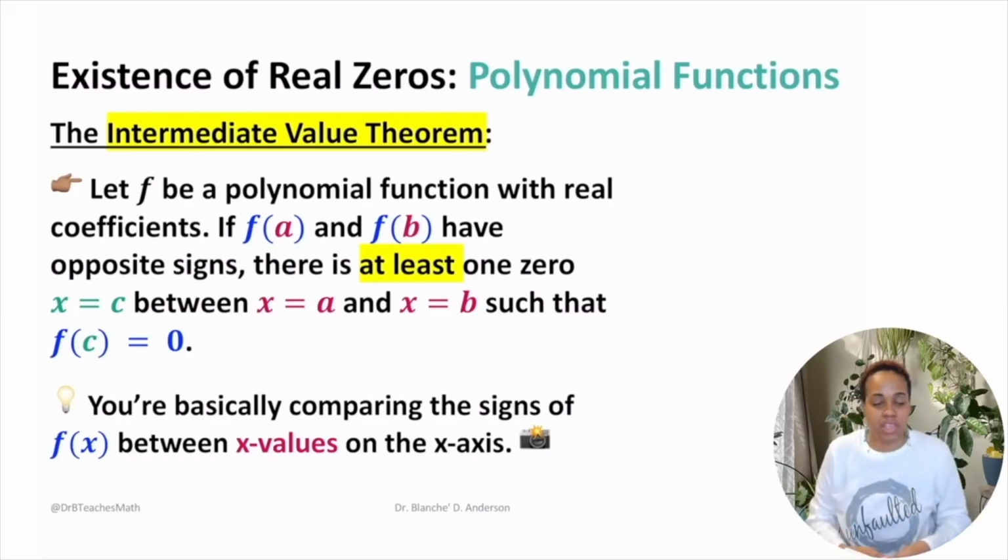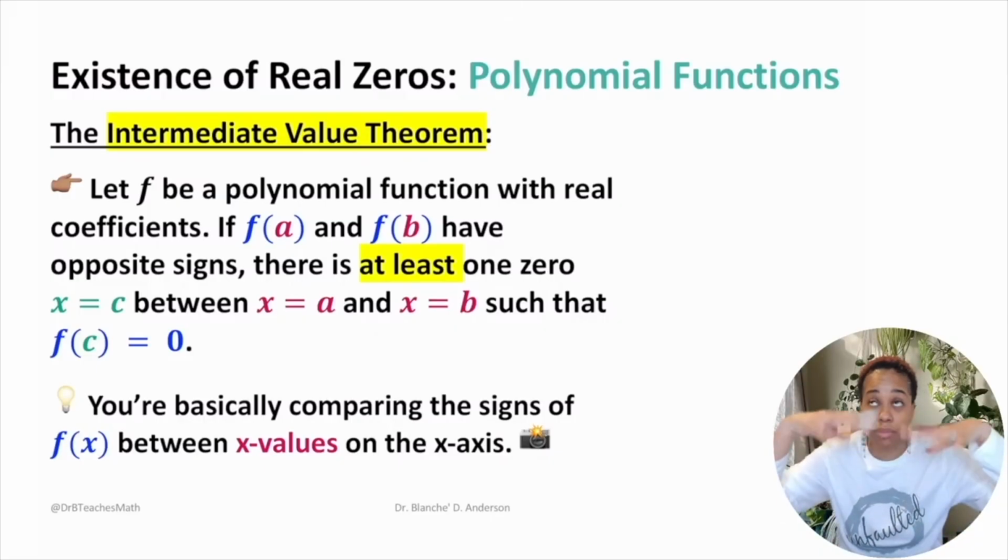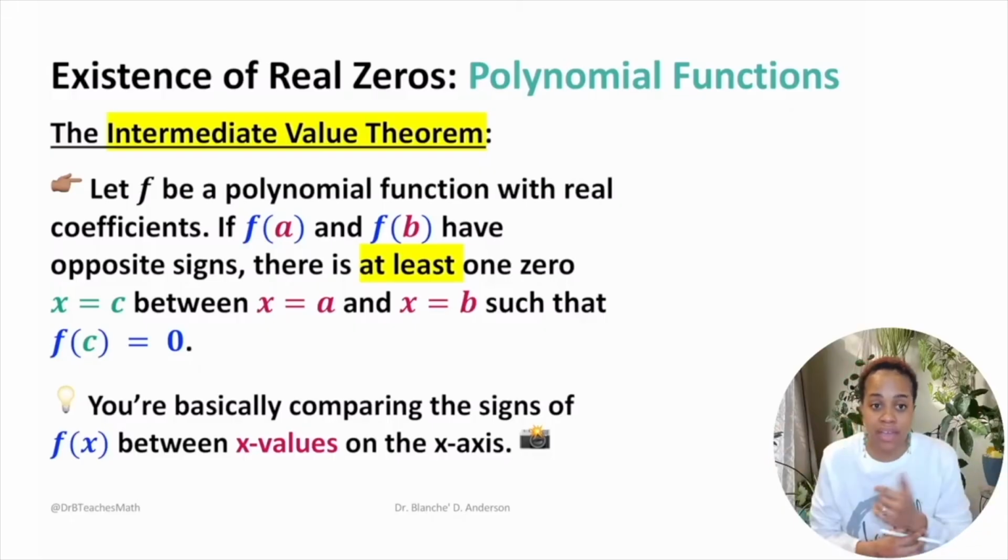Just a couple more things to help you figure out where the zeros are. The existence of real zeros, not imaginary zeros, real zeros. The real numbers that we talked about at the very beginning. They have this intermediate value theorem, and I'm just going to read this to you, okay?